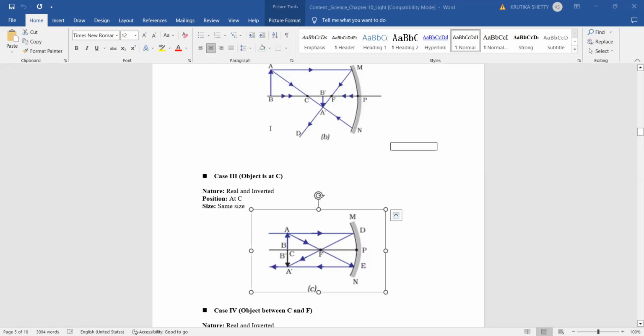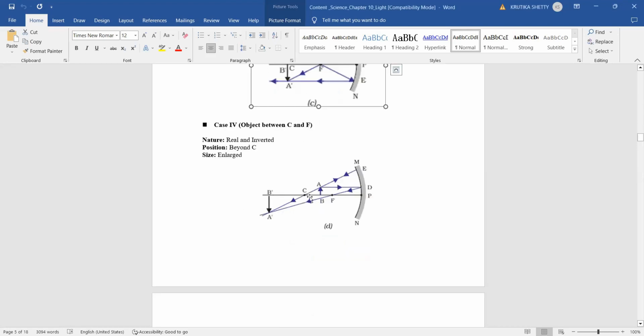The fourth case. So you can see the fourth case. The more images you keep studying, the clearer the idea will be to you. So there are 6 cases for the concave mirror. For the fourth case, the object is between C and F. Here you can see small AB is written. AB is the object. So here is my object AB. That is a small object.